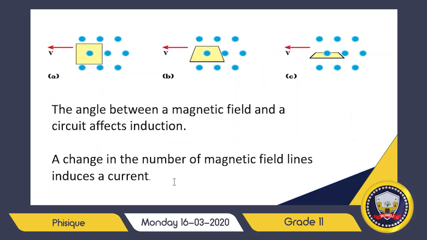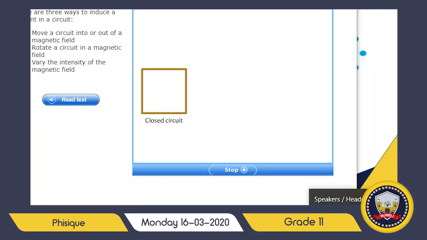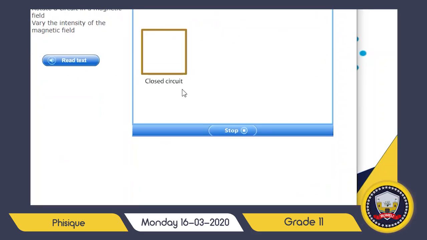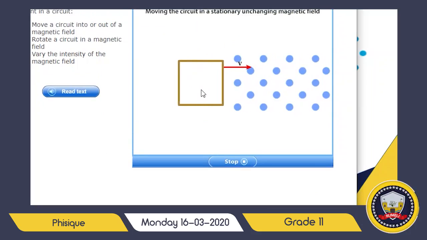So to produce an induced current, we have three ways. The wire represents a closed circuit. Current can be induced in a closed circuit in three ways. One method is to move the circuit into or out of a magnetic field.